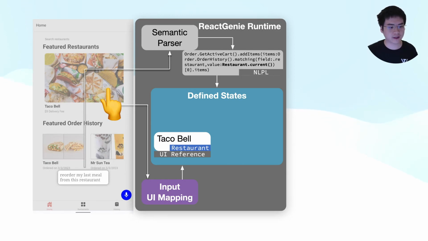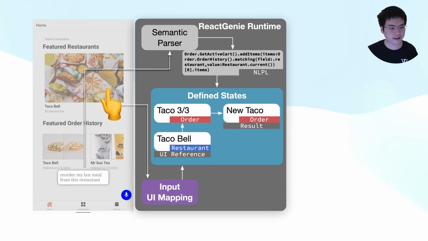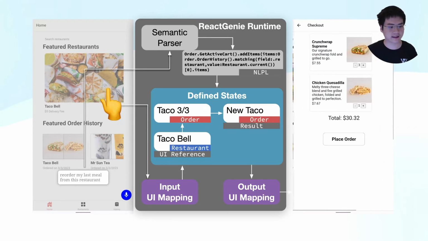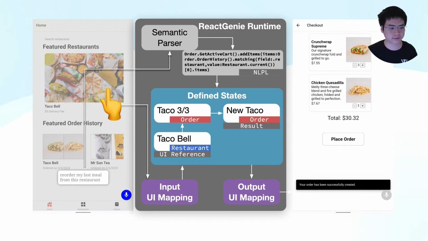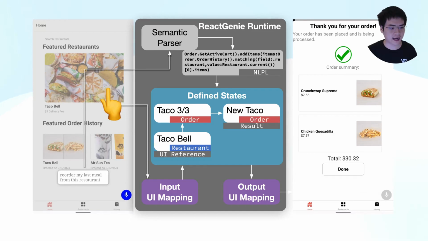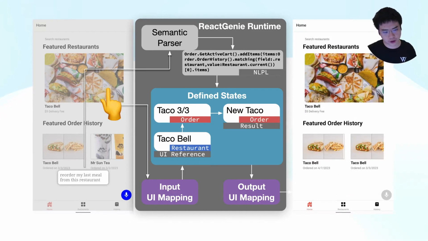It first resolves the last order from this restaurant. And then it creates a new order and adds the same food in there. Finally, it uses this UI component code again to map the result back to a graphical user interface and text feedback. So that is how ReactGenie reuses the developer's existing graphical user interface code to support multimodal interactions.